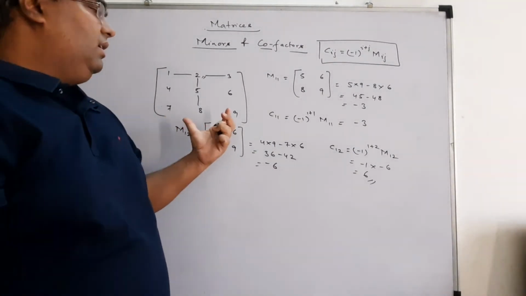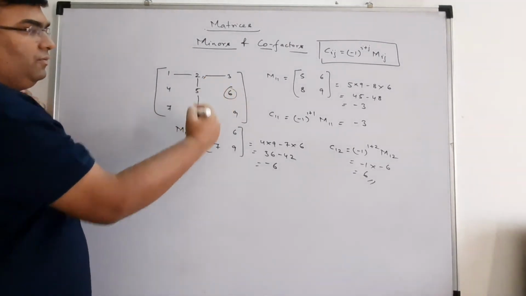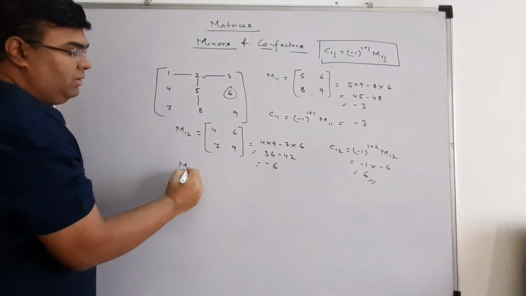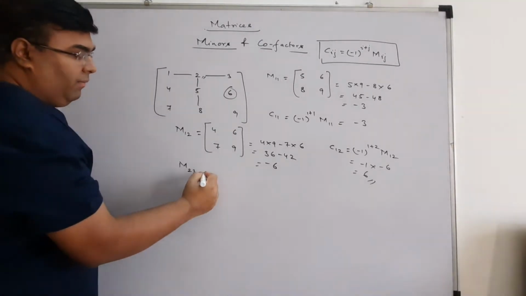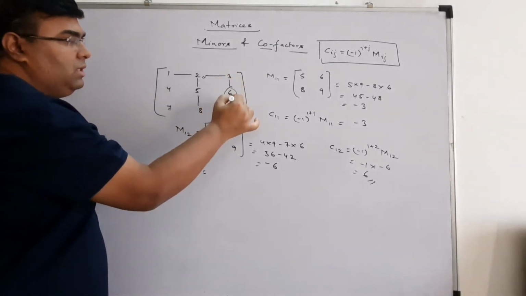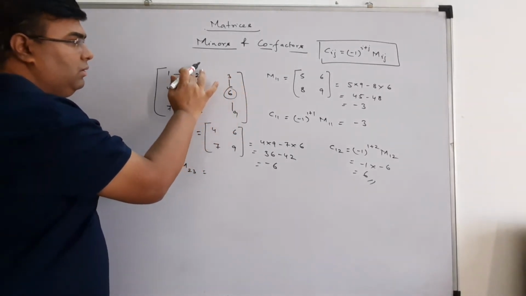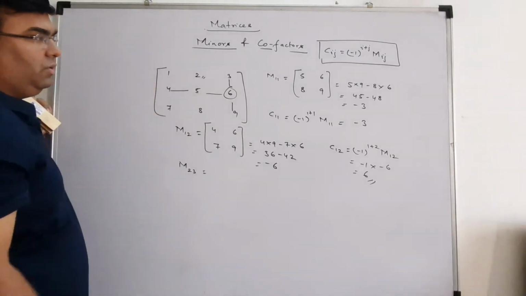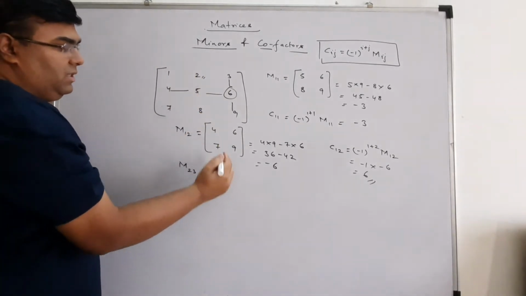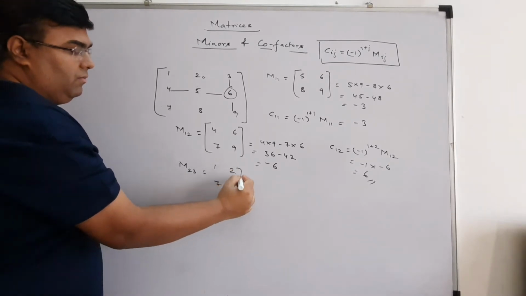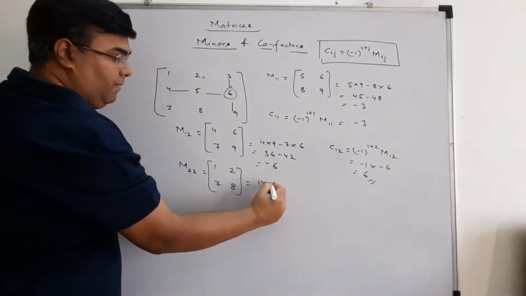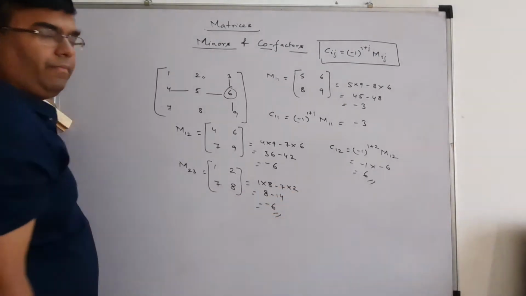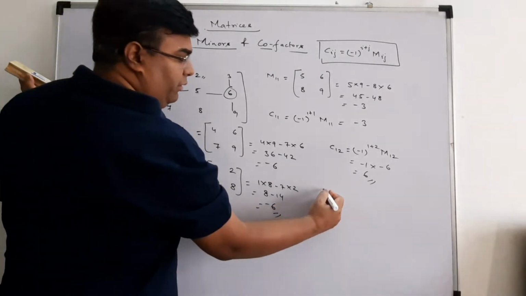So this way we can find other minors also. Suppose we need to find the minor of this. What is this element? Second row, third column. So it is M, second row, third column, M23. M23 will be, remove this row and this column, right? What is left? 1, 2, 7, 8. Right? Similarly, we can find out C23 also.